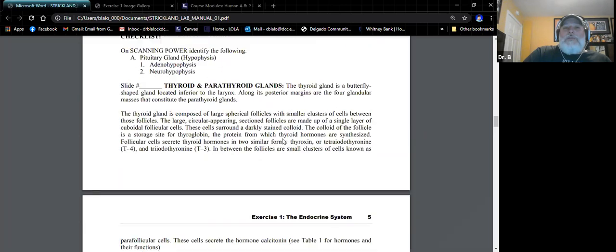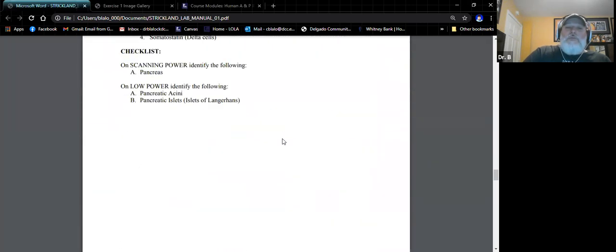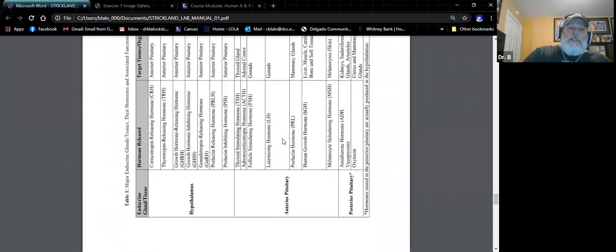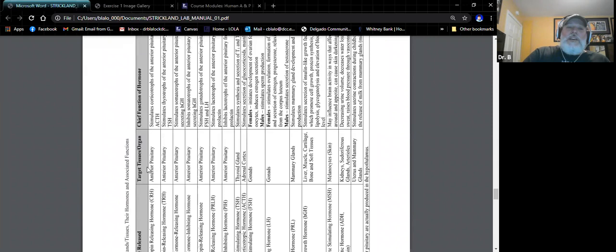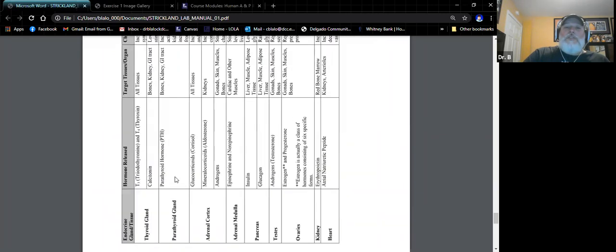So in this exercise, when you scroll to the very end, you're going to find 2 tables. All right. You see one table right here. This is a table that tells you the hormones released from the hypothalamus, anterior pituitary, posterior pituitary. It gives you their target tissue and organ and gives you the chief function of that hormone. Then this table does the same for the thyroid, parathyroid, adrenal cortex, adrenal medulla, pancreas, testes, ovary, kidneys, and heart.